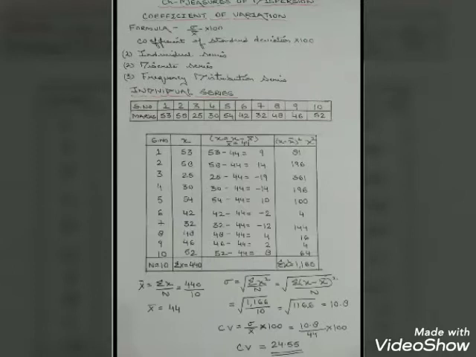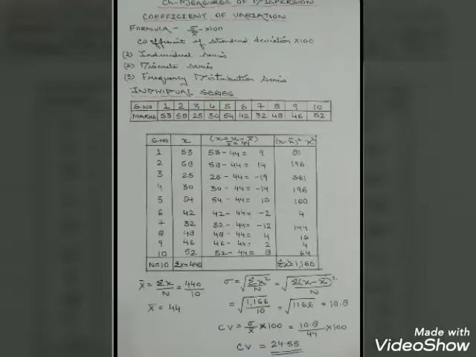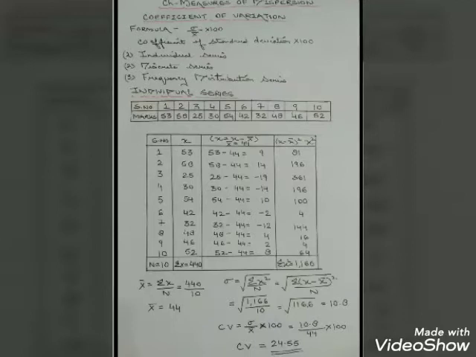Now if you see, there is a table and this table has 4 columns. In the first column I have taken serial number as it is given, 1 to 10. In the next column I have noted down the marks, which is X: 53, 58, 25, 30, 54, 42, 32, 48, 46 and 52. Now I have added all the X together and I got sigma X as 440, and your N is 10.